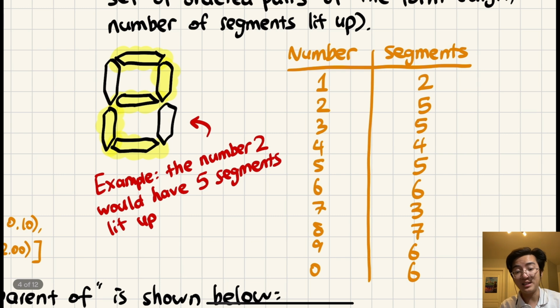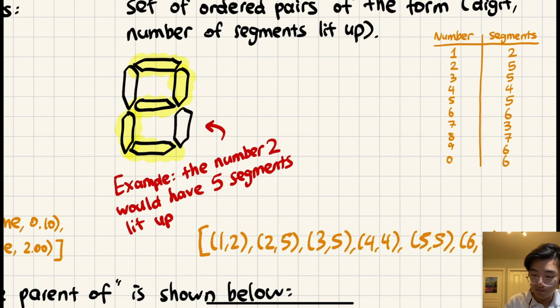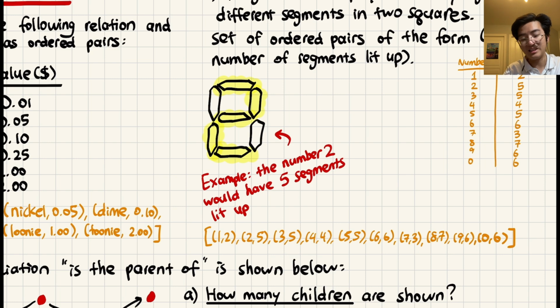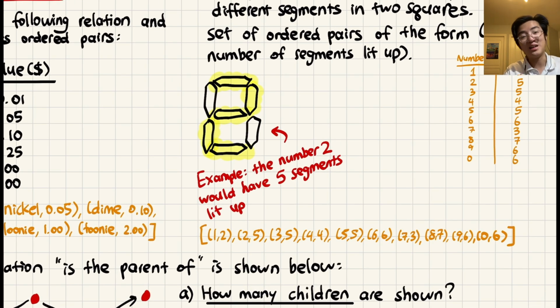Right, so this is the relation between the two. So number versus how many segments it will need to light this up. So now to write them as ordered pairs, we just copy and paste, right? So we have 1, 2 for the first one. And just like that. Right? So this is the order of pairs of the number that will be shown and how many segments it will take to show us that number.